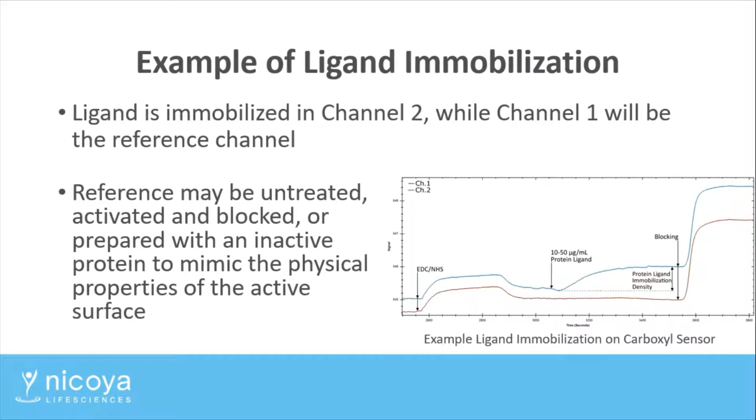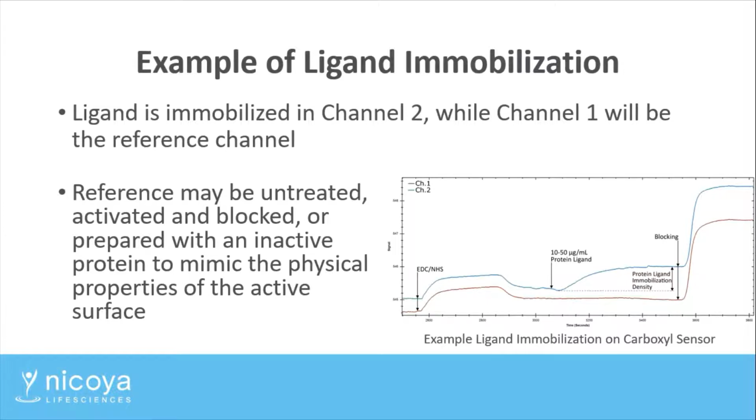So what we have here is an example of a ligand being immobilized to the carboxyl sensor in our 2-channel open SPR instrument. As you can see from this response graph on the right, both channel 1, which is in red, and channel 2, which is in blue, are activated by the EDC NHS. Next, the ligand is then injected only into channel 2, which is followed by an increase in the response for the blue curve and a flat line for the response for channel 1, which is the red curve. And then after that, we're going to inject the blocking solution into both channels. This will result in channel 1 being our reference channel and channel 2 being our active channel.